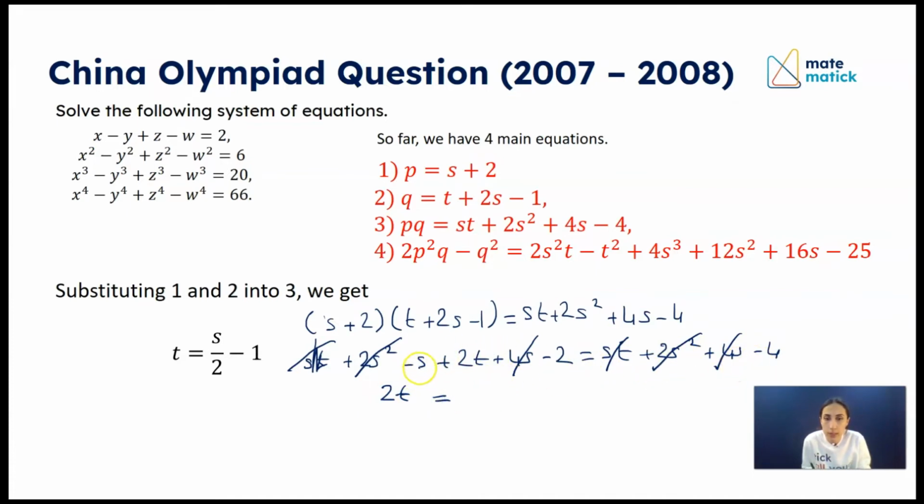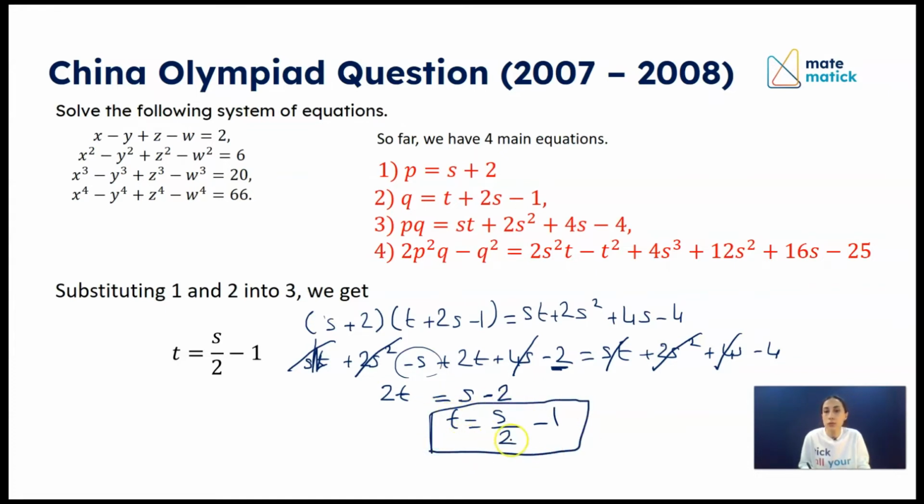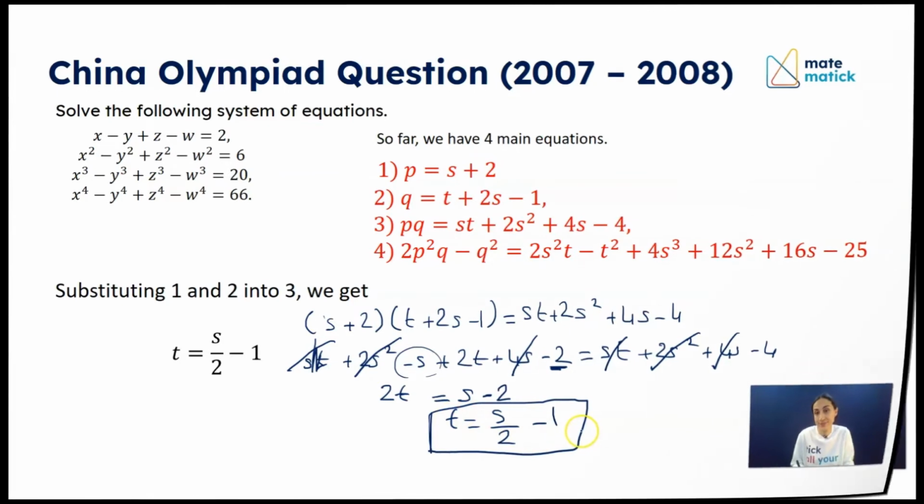I have here minus s, so I'm going to put this minus s to the other side. It will become s minus 4. And here we also have minus 2, so this will become positive when I put it to the other side, and it will become minus 2. So here we can see that t is equal to s over 2 minus 1. Okay, so I found t in terms of s.